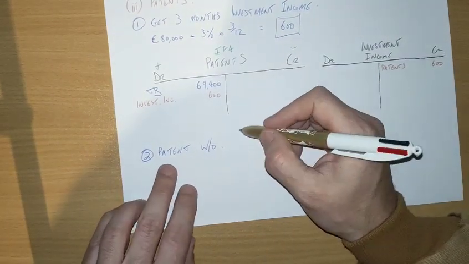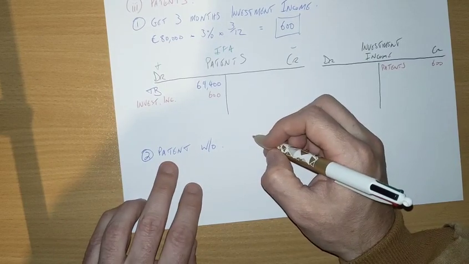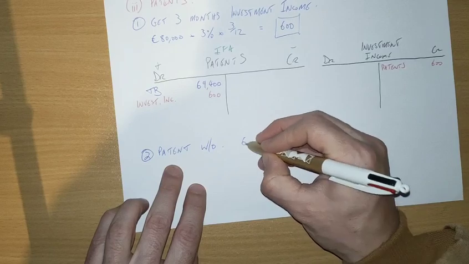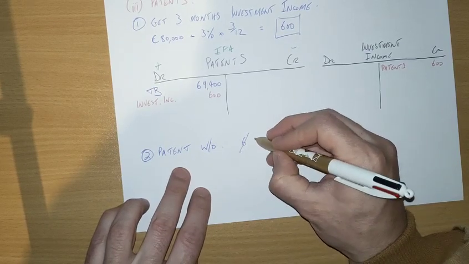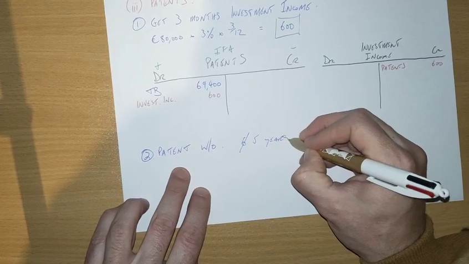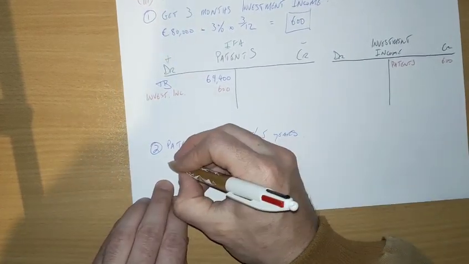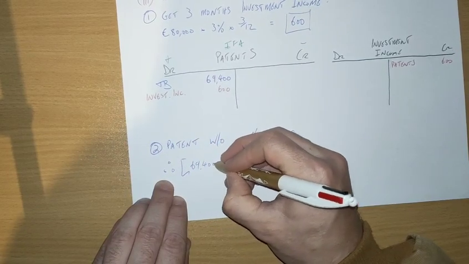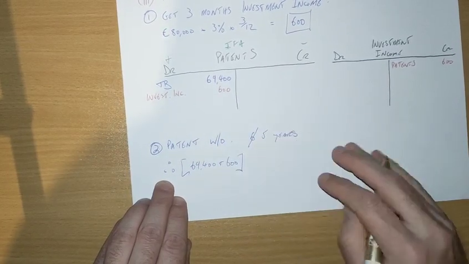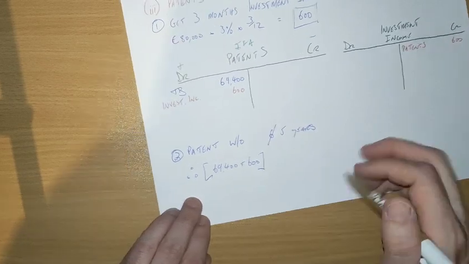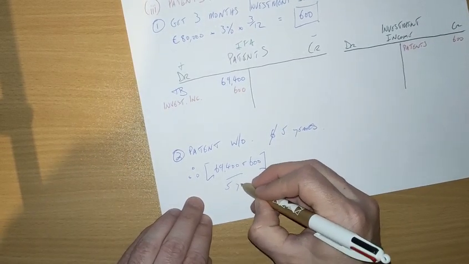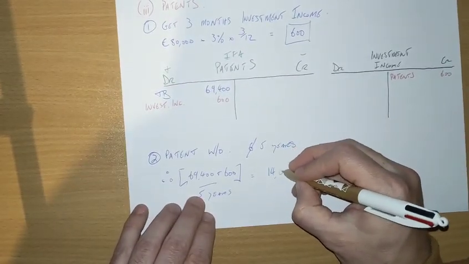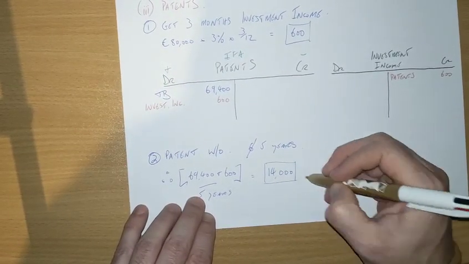Now, we just have to be careful now, right? It commenced in 2020 and we're doing 2021, right? It was 6 years, okay? But sure, if 1 year's already gone, now we're down to 5 years to write off. So, therefore, our patent write-off is going to be the 69,400 plus the 600 that we're including in the patent write-off this year, and we divide that by 5 years. You should come to a figure of 14,000. So that's a patent write-off then.